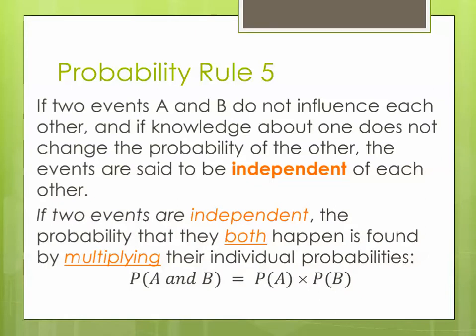Number 5. If two events A and B do not influence each other, and if knowledge about one does not change the probability of the other, they're said to be independent. Different from disjoint. Means no influence here, okay? The probability that they both happen will be found by multiplying their individual probabilities. So the hardest thing between these two rules is distinguishing between independent and disjoint. Independent means there's no influence from one to the other, but they can happen together. Disjoint means they can never happen together.